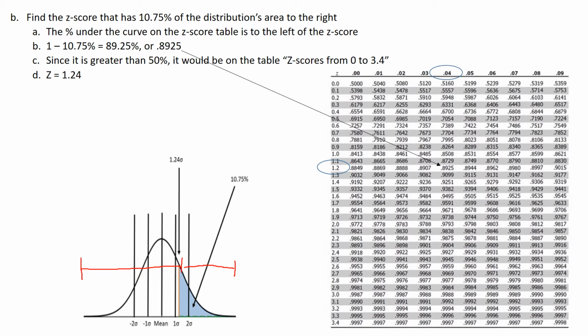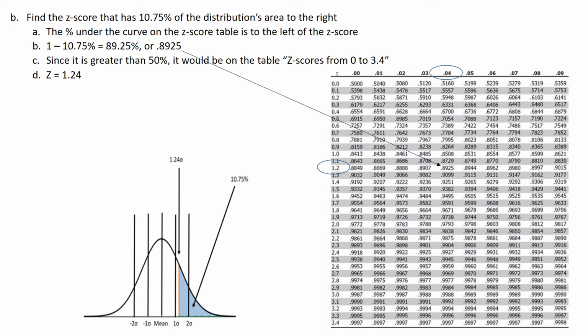But remember, the total space under there is always 100%. So what I can do is I know the total amount is 100%. And I know it's 10.75% from the right to that point. So I'm going to subtract 100% or 1 minus 10.75%, which is 89.25%, or 0.8925. So I'm going to look up 0.8925 on my table.